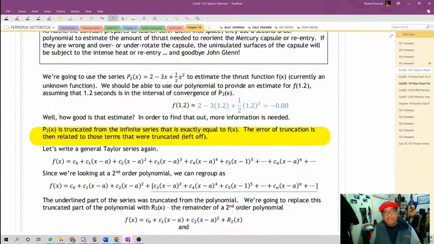P2 is a truncated form of an infinite series. Truncated means that we have left off a bunch of terms. We're only using the first 3 terms in this case. So it's truncated from the infinite series, and the infinite series is exactly equal to f of x. The error of truncation is going to be related to those terms that we truncated. The terms that we left off of the polynomial are going to be very important to the truncation error.